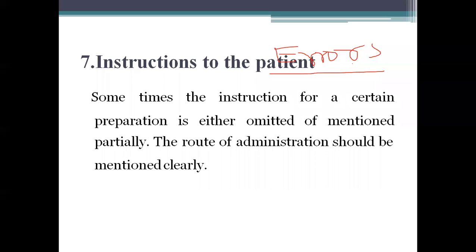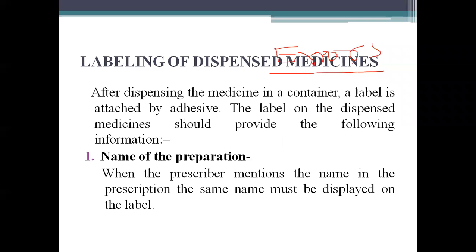Such type of common mistakes are possible regarding the instructions to the patient. Sometimes the instructions for certain preparation is either omitted or mentioned partially. The route of administration should be mentioned clearly by the doctor in the prescription. So it is very necessary to give the instructions to the patient by the doctor or pharmacist, and it will avoid the errors regarding the instructions. Then incompatibilities.